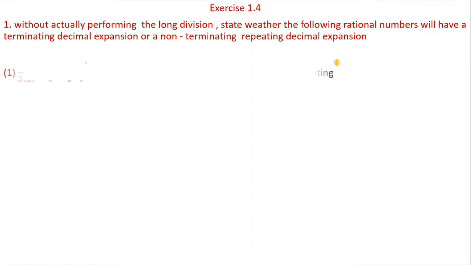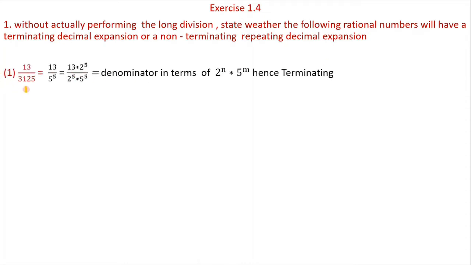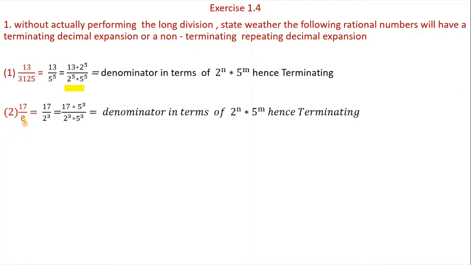Let us see some problems. 13 divided by 3125, which is equal to 13 divided by the prime factorization of 3125, which is 5 power 5. Hence, in order to balance this equation, we need to multiply 2 power 5 on both sides. We get 13 into 2 power 5 by 2 power 5 into 5 power 5. Hence, now the denominator is in the form of 2 power n into 5 power m. Hence, it is a terminating decimal expansion. Second, 7 divided by 8.